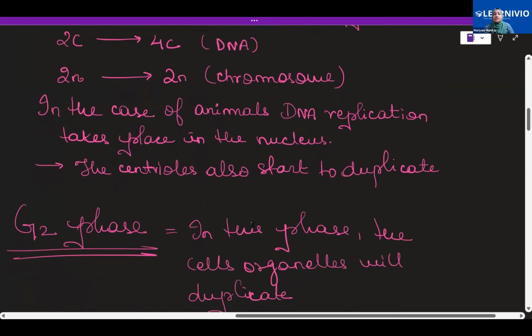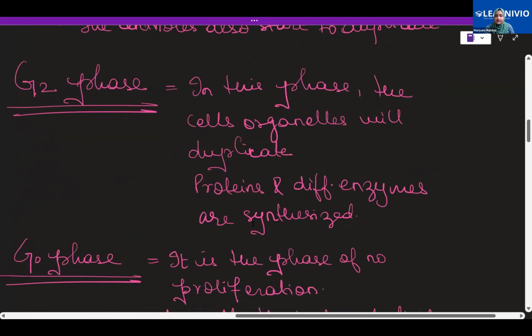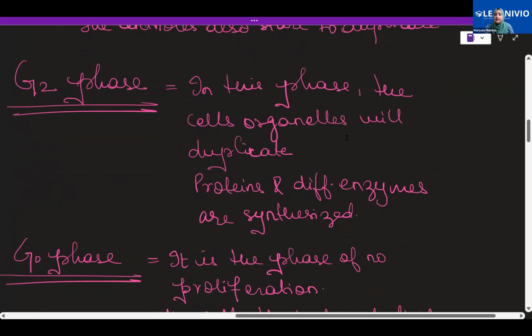Next, we have the G2 phase. So in this phase, the cell organelles will duplicate. The proteins and the different enzymes will be synthesized.